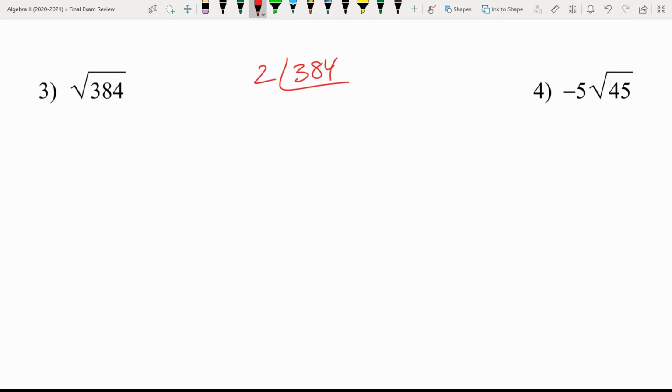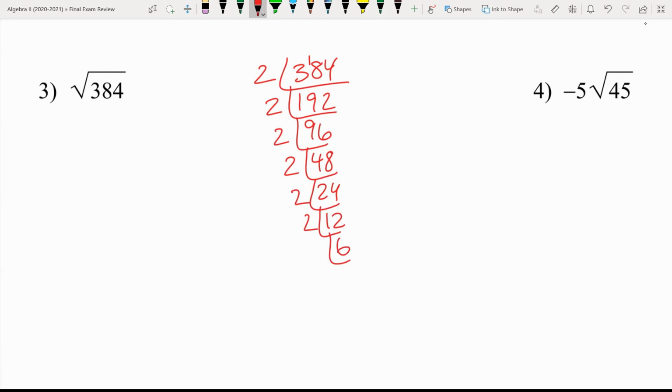So it's even. I'm just going to start dividing by 2. If you divide that in there, it goes in 192 times. And I can divide that by 2 again, and that goes in 96 times. I can keep dividing by 2 until I can't divide by 2 anymore. Just keep going here. 2 divides into that 12 times. 2 divides into that 6 times. 2 divides into that 3 times. So I count up all my 2's here. I've got 1, 2, 3, 4, 5, 6, 7. So that's 2 to the 7th.